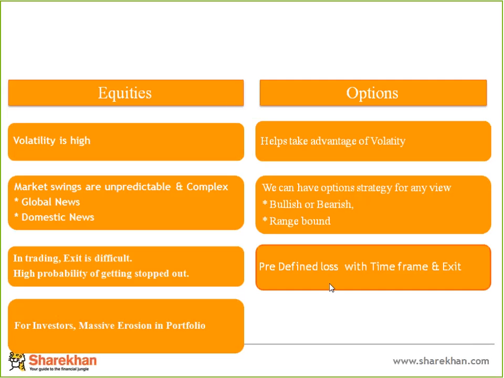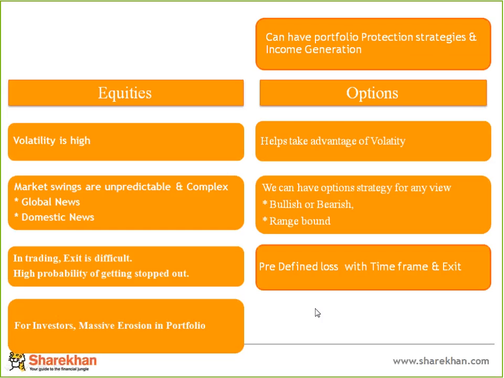There is a predefined loss in options. If you are buying an option, suppose you have bought a 9,200 call option at around 100 rupees, even if the market goes down and has a significant fall, the loss is only 7,500. That is, 75 is the lot size, and 100 rupees is currently the price of the 9,200 call. There is only a predefined loss, and there is a specific time to exit. So you know what the risk and reward ratio would be while entering the options, while in the equities market it becomes difficult to do that.